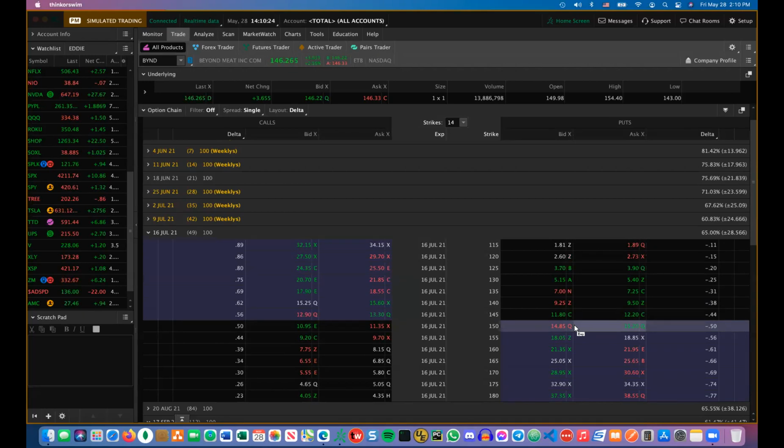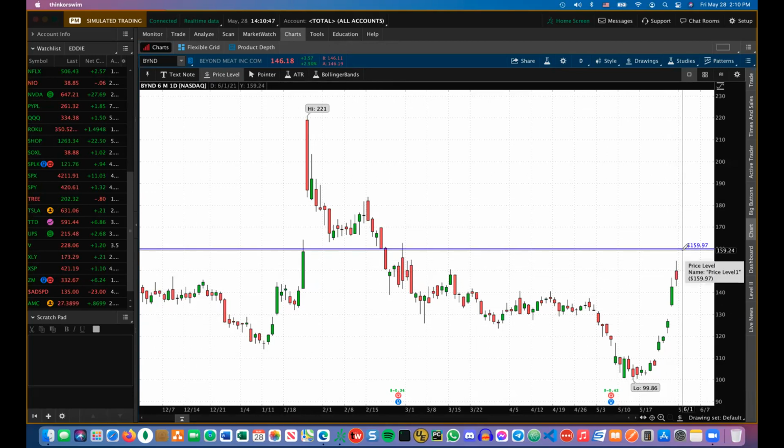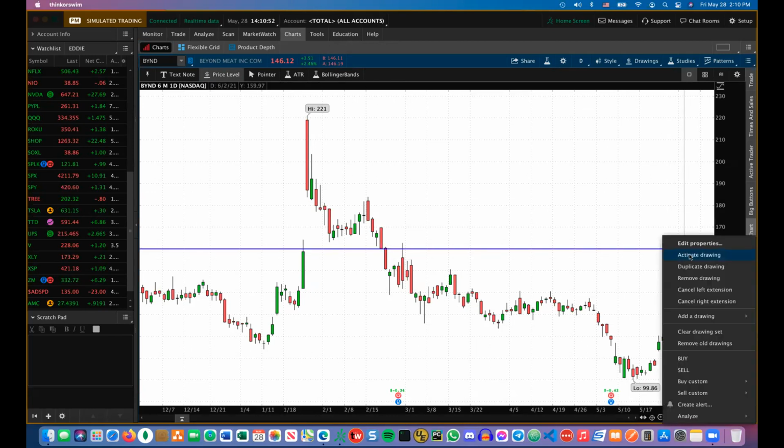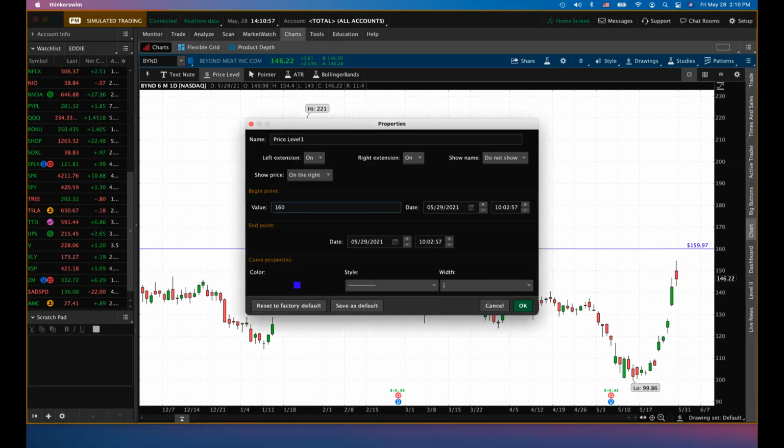And assuming that the price of the underlying is at say 146 and I want to sell a call credit spread on this underlying, then I'd be looking to maybe sell something up here, right? My thesis is that price is going to remain below whatever price point I pick, and that is considered the short leg. So let's say, let me edit that, make that 160 even. And I'm going to call that my short leg.